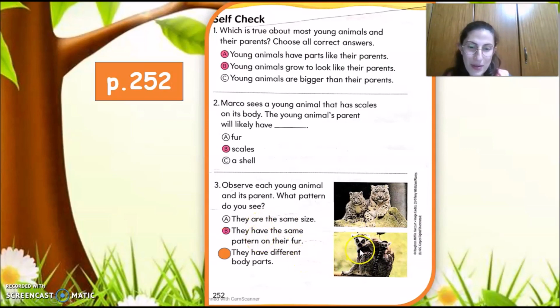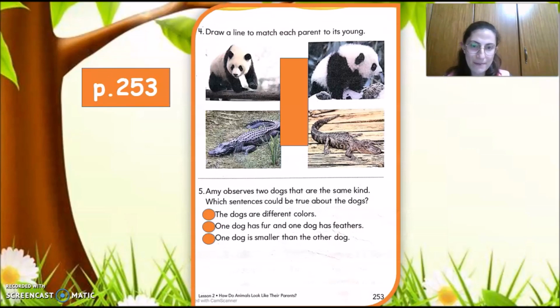Of course it is B. They have the same patterns on their fur. They share the same pattern on the fur, the same body covering, right? Do they have different body parts? No, they have the same body parts because they are the same kind of animal but different sizes, because one is a parent and the other is a young. Young grows day after day. It will grow to look like its parent and become bigger in size. Clear?